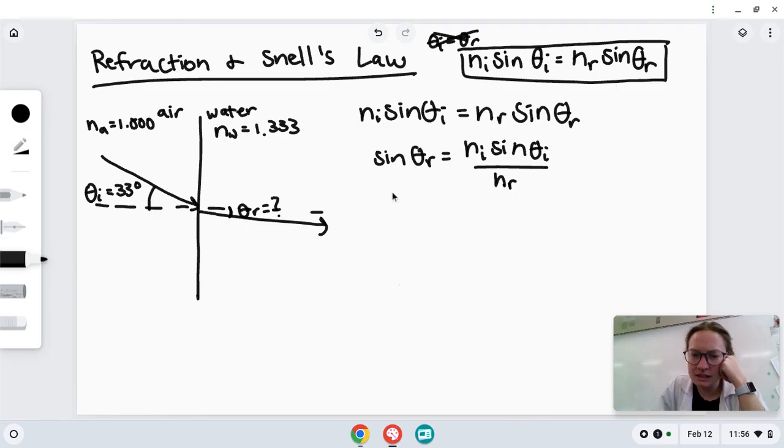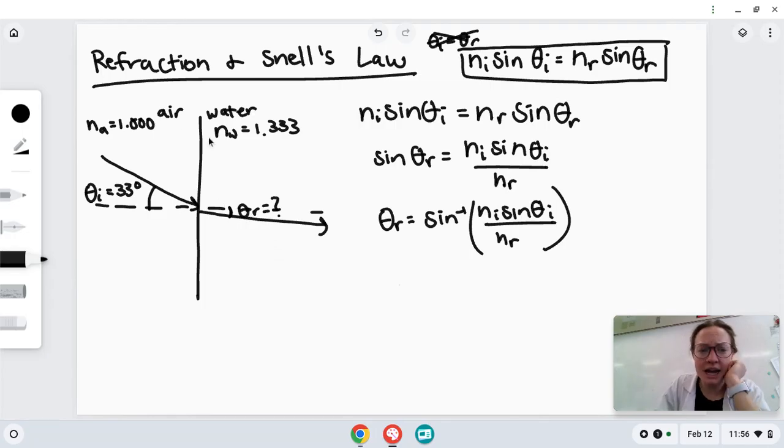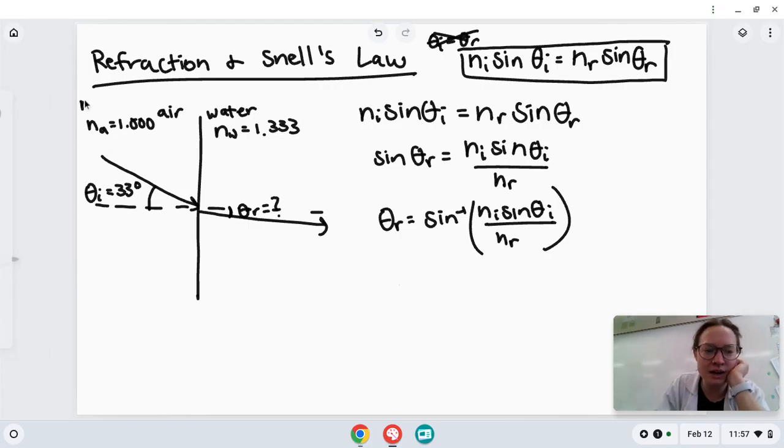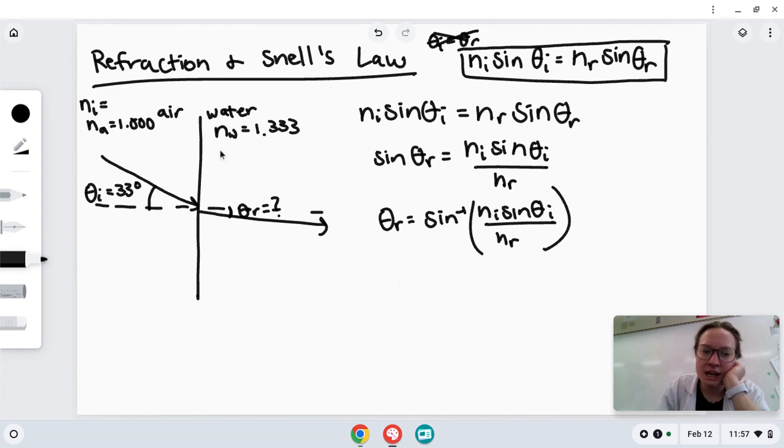Then, to get rid of this little sine here, I'm going to take the inverse sine of both sides. I get that theta r is equal to the inverse sine of ni sine of theta i all over nr, like this. And now we're good to plug in numbers and get going. But first, before we do, check your indexes of refraction here. Which one are you going to call nr and which one are you going to call ni? Well, you're saying, Miss Wilson, I know that the index of refraction of air, that's going to be my incident index of refraction. And my index of refraction for water, that's going to be my refracted index of refraction.